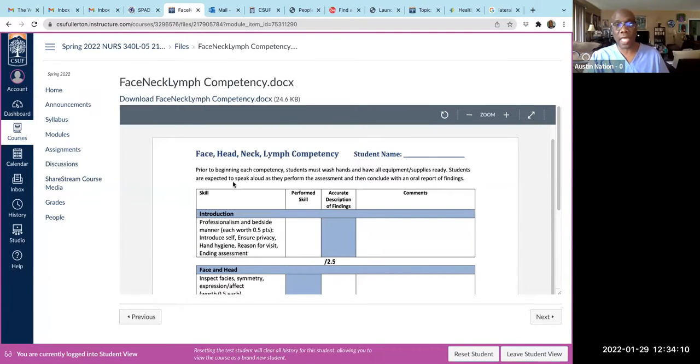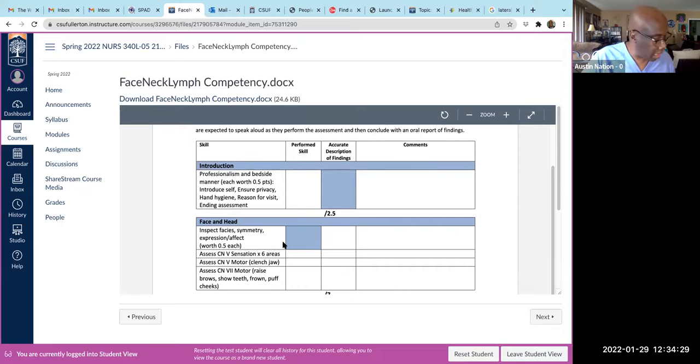So again, as with all the assessments, and this one is no different, I told you that all the assessments start out the same way, right? We're going to go in, we're going to introduce ourselves, we're going to provide for patient privacy, and we're going to ask the patient the reason for their visit. That's standard. All of the competencies start that way. And so again, we get our points by doing that and ending our assessment appropriately.